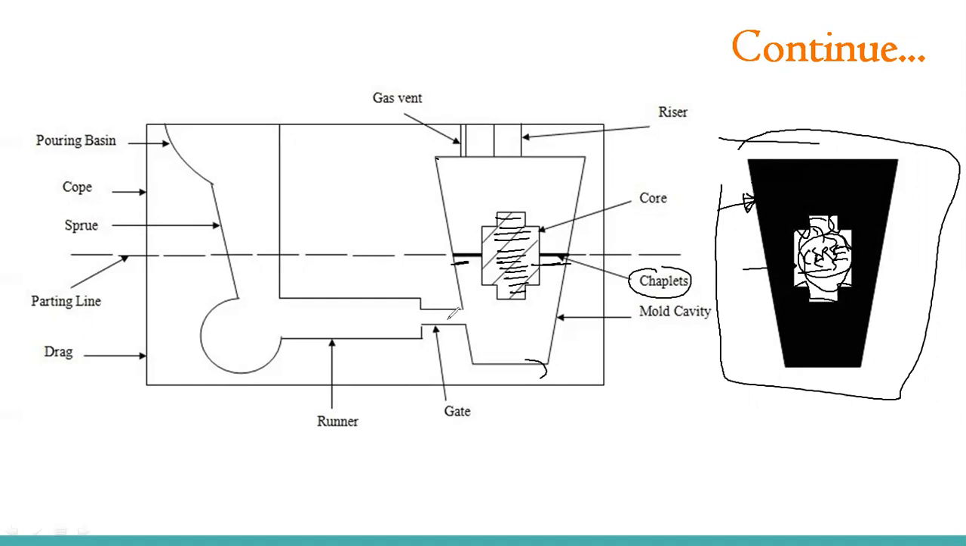The material enters through this gate and starts filling this mold cavity. This portion is a solid part, so it will not fill, but the rest of the boundary of this mold cavity is completely filled by this molten material. Then it comes out once this mold cavity is filled. Then we stop the liquid material from entering. So this is a simple figure.